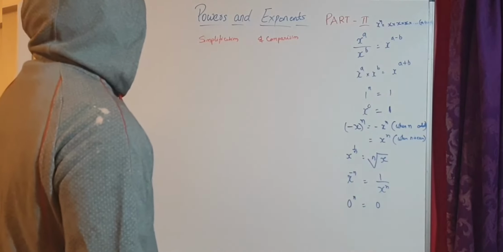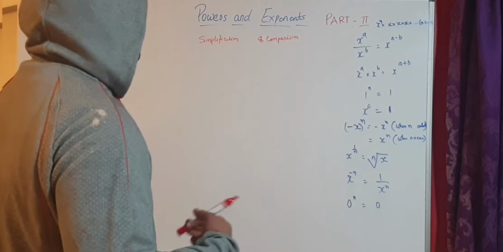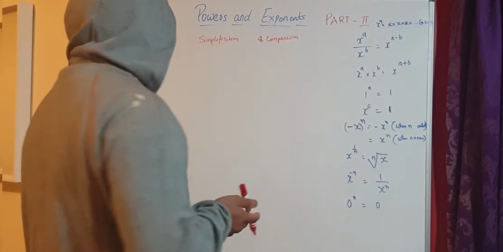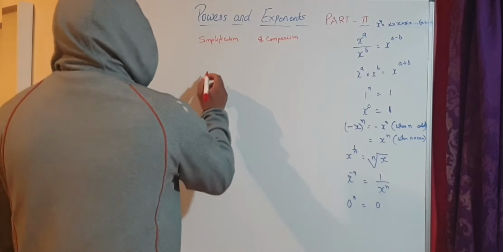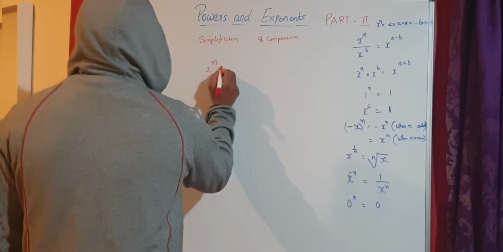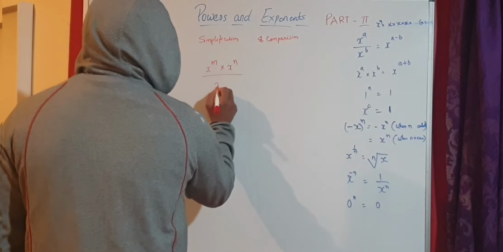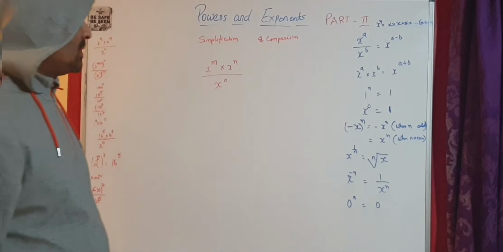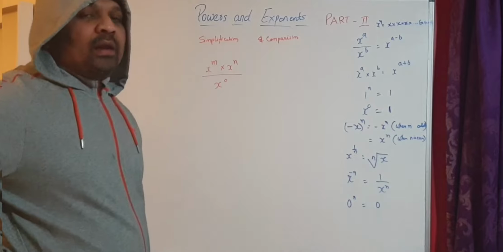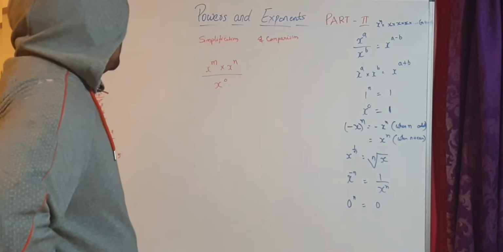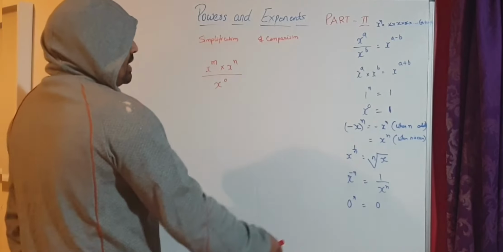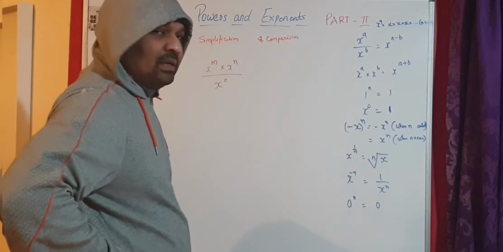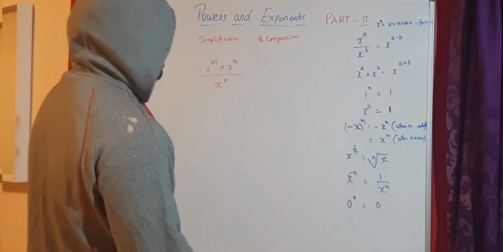We'll also see simplification of the numbers that are given in indices form. I'll take some examples. I've written some of them here. Say for example, x to the power of m into x to the power of n by x to the power of 0. If an expression is given like this, and you're asked to simplify this whole expression and give the simplest form, then you have to see whichever is a more suitable formula here in these given formulas, and apply that formula.